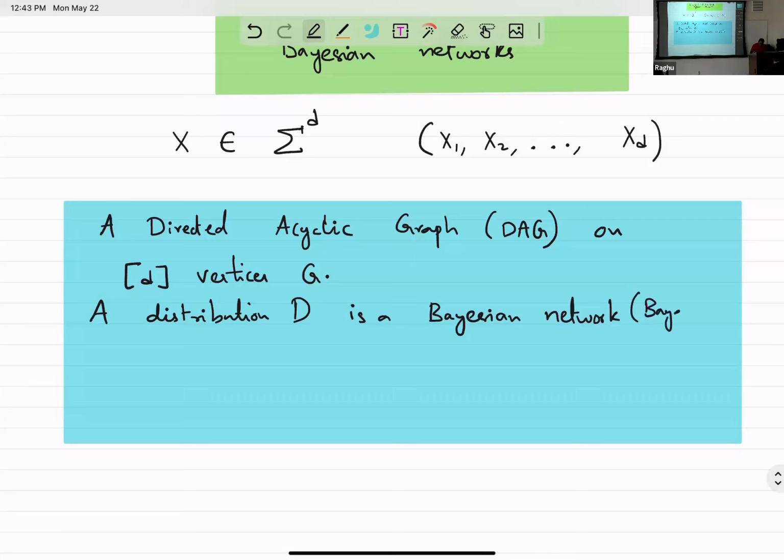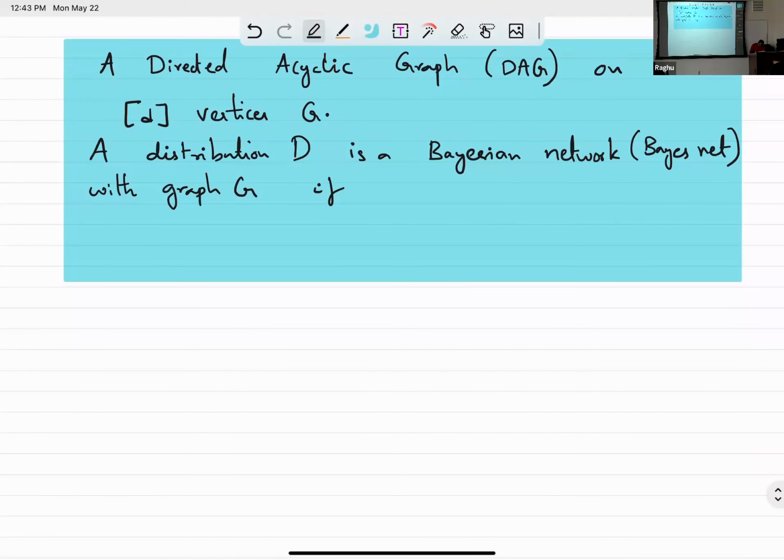Sometimes it's also just called a Bayes net with graph G, if the following holds. Okay. It's best to, I mean, there is a formula, but let me illustrate it with an example. I think that's the best. Let's think of the example first.